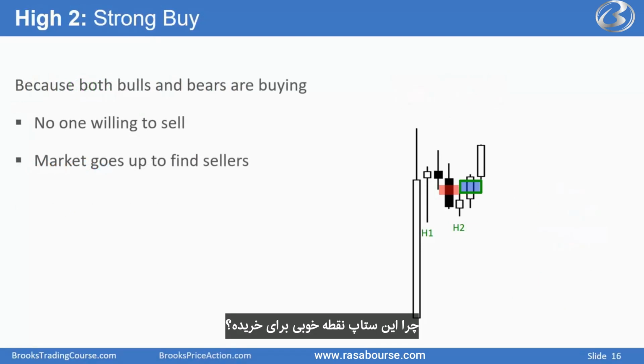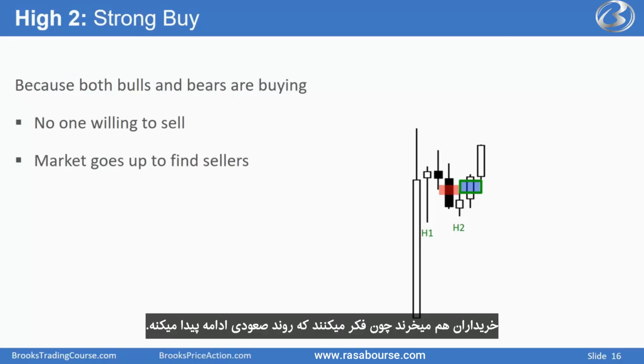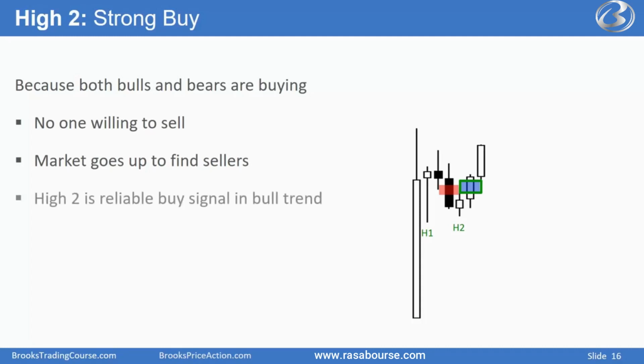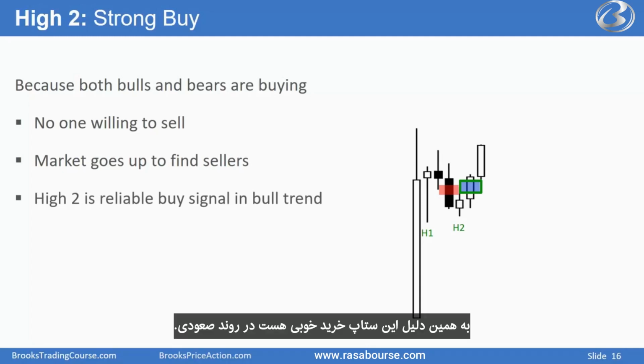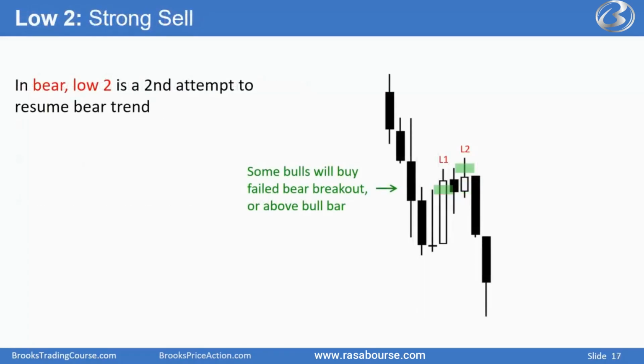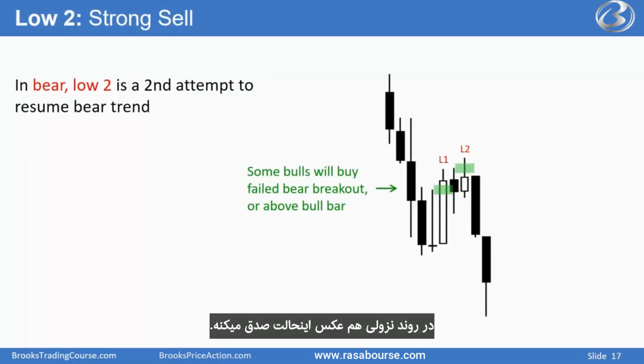Now, why is it such a reliable buy? Because both bulls and bears are buying. Bears are buying back their shorts and giving up, and bulls are buying because they believe the bull trend is resuming. So there's nobody willing to sell at this price, and the market has to go higher to find sellers. Makes it a great buy setup in a bull trend. The opposite is true in a bear trend.